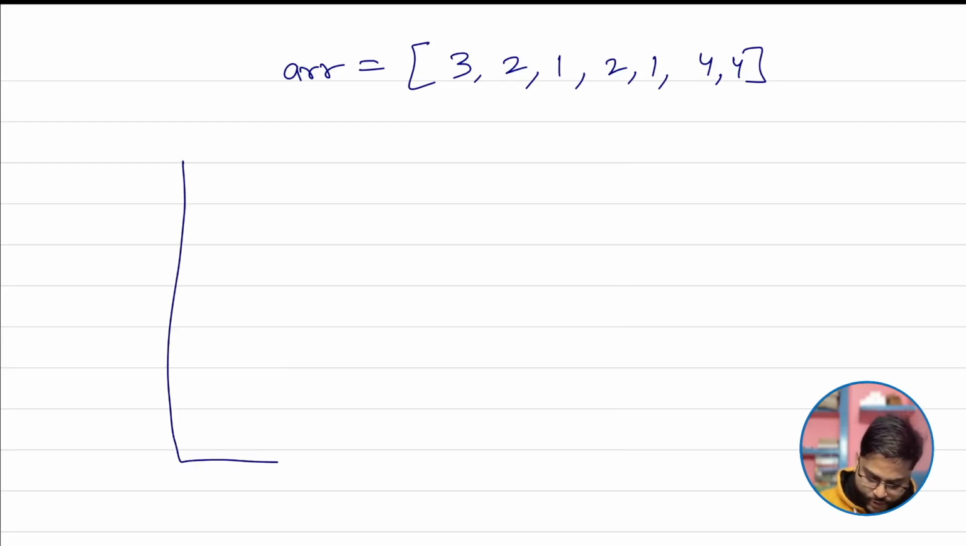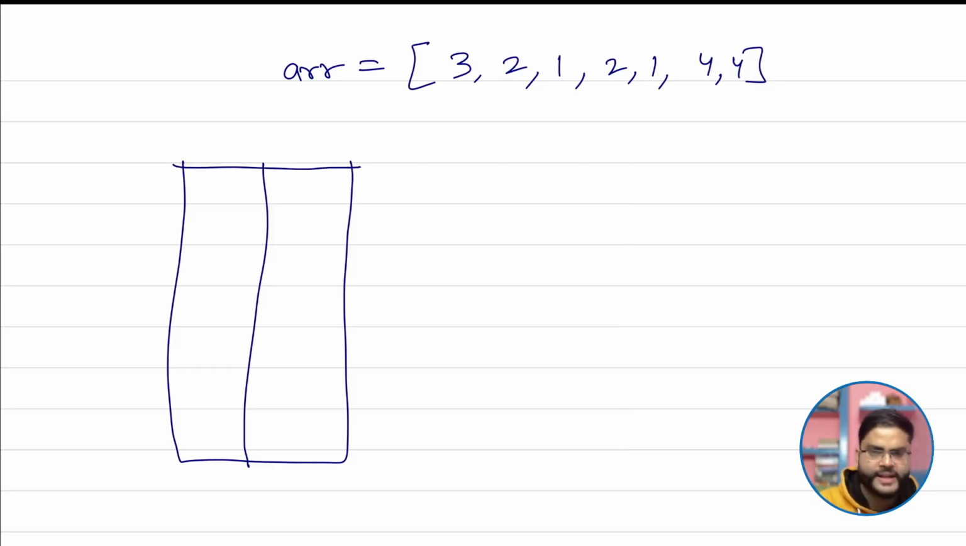So a map looks like this. Not that bad, but it looks like this. It has some key and some value. In our case, what do I want to store? I want to store the element as well as its count. So the element will be our key and the count will be our value, and I will keep storing the element as the key and its count as the value.